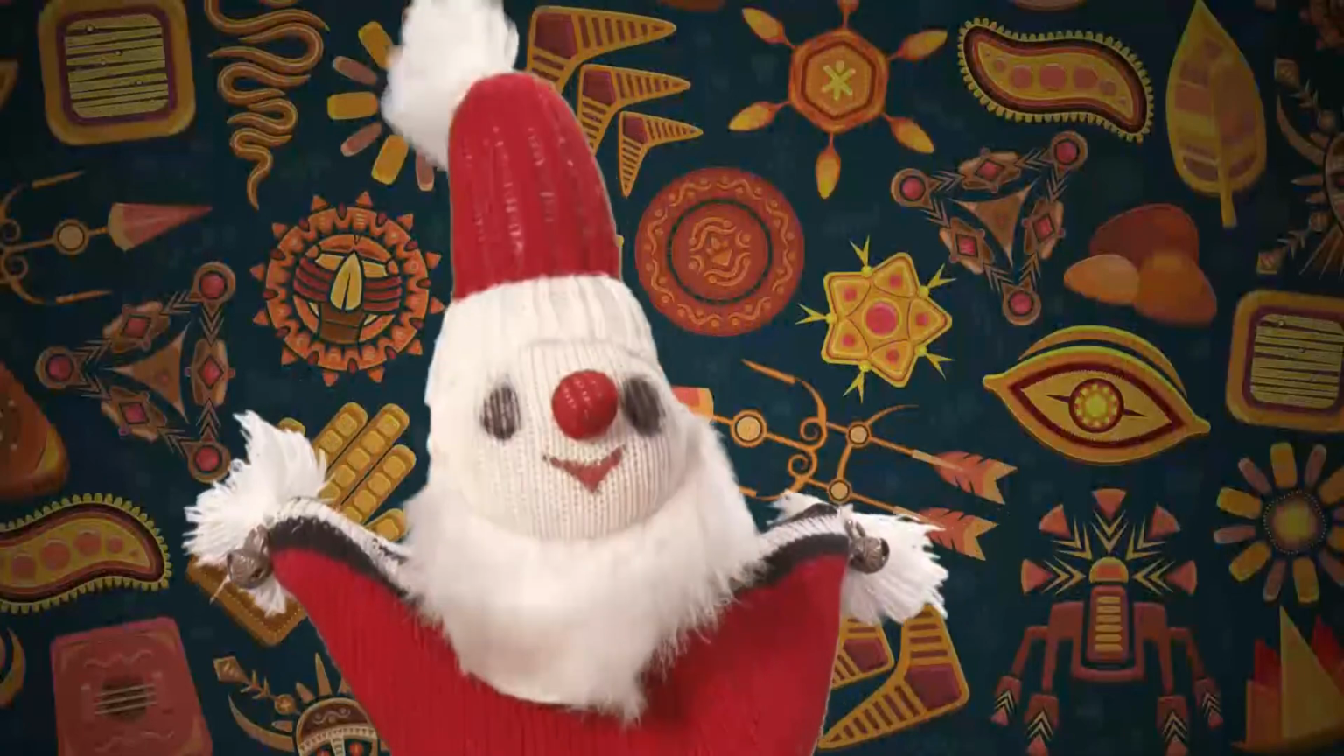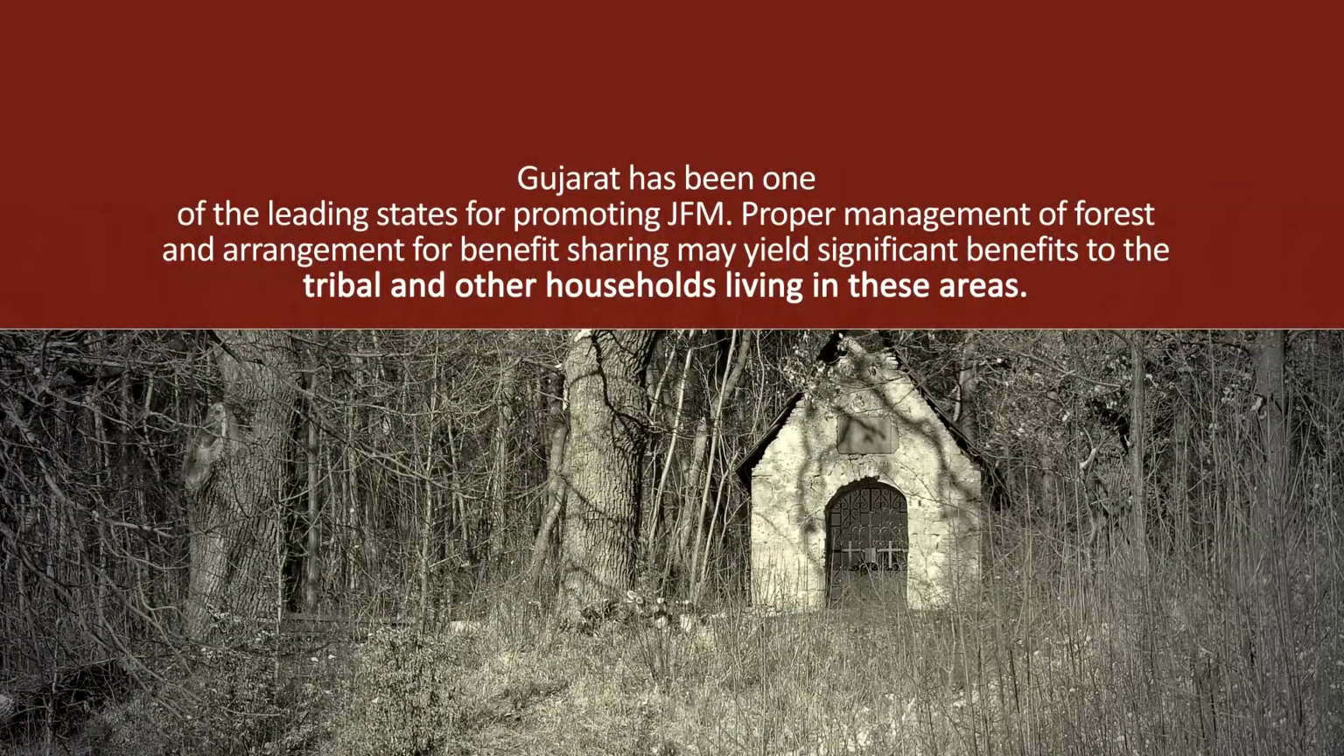Strategies for enhancing their livelihood. Joint forest management occupies a special significance in this context. A study by the World Bank in the year 2006 indicated that if properly operationalized, JFM, joint forest management, could bring as high as rupees 1 million worth of forest produce for supporting the livelihood of the communities. Gujarat has been one of the leading states for promoting JFM. Proper management of forest and arrangement for benefit sharing may yield significant benefits to the tribals and other households living in these areas.